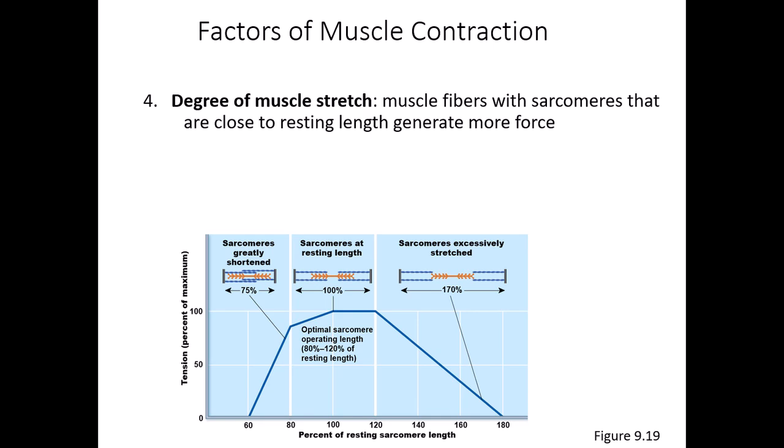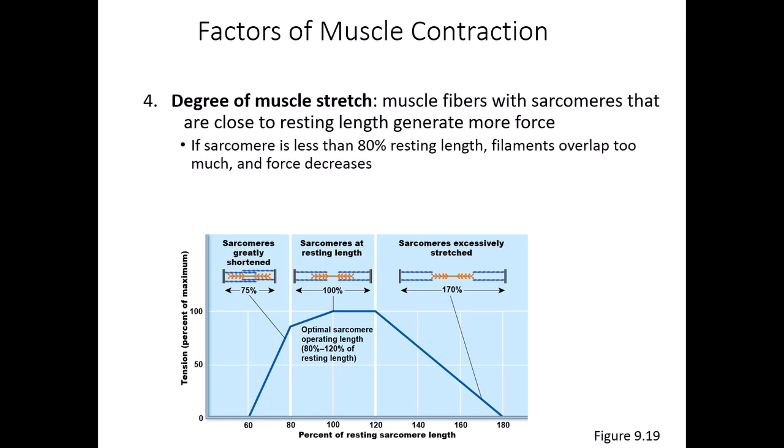So the fourth factor that we haven't discussed yet is the degree of muscle stretch. So we talked about the sarcomere at rest having a particular length, and then we talked about during contraction how the sarcomere length shortens. And so this degree of muscle stretch, where the muscle fibers have sarcomeres at different lengths, influences the strength of the contraction. So if the sarcomere is less than 80% of that normal resting length, then the filaments overlap too much and force decreases.